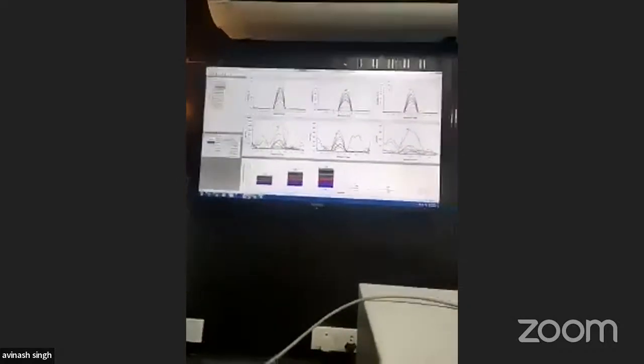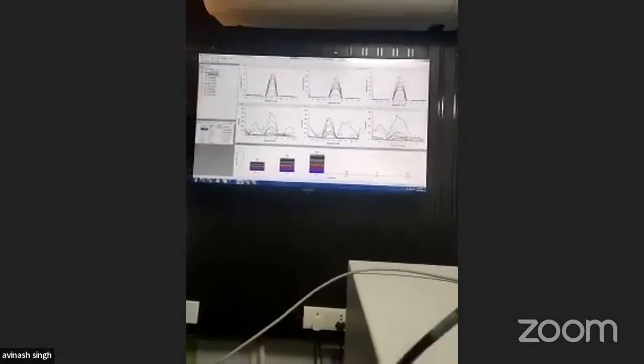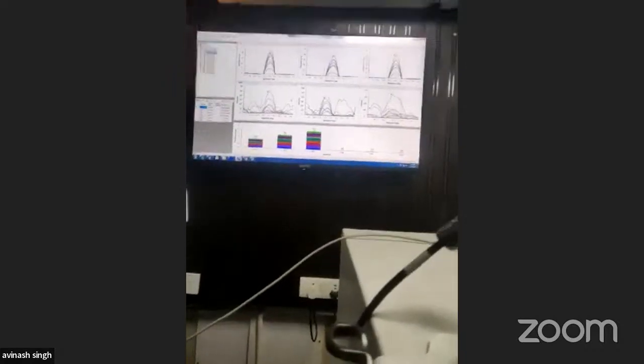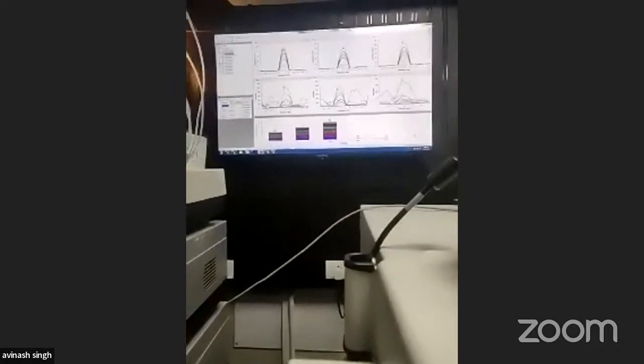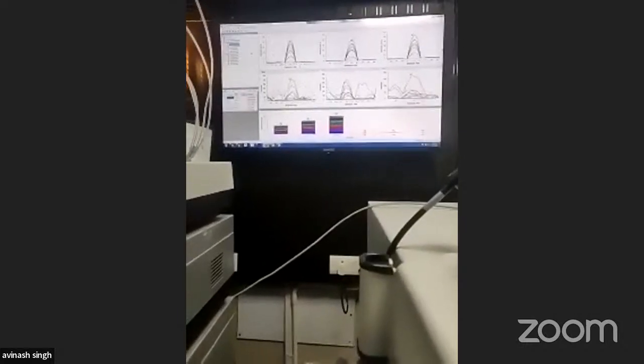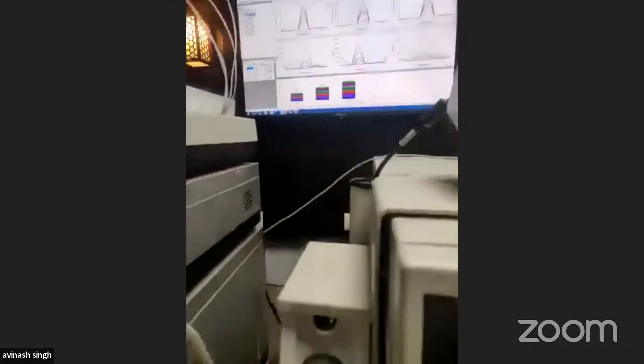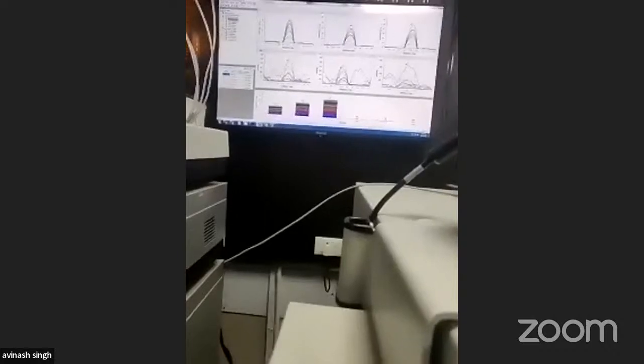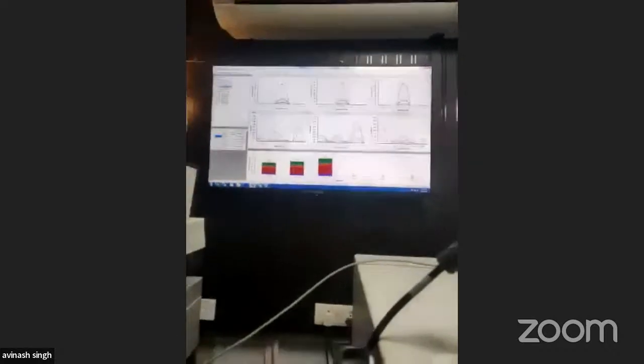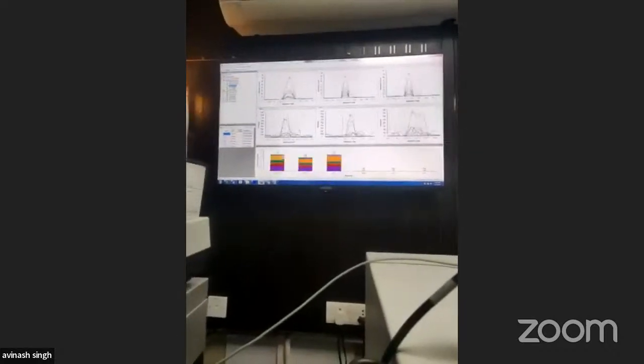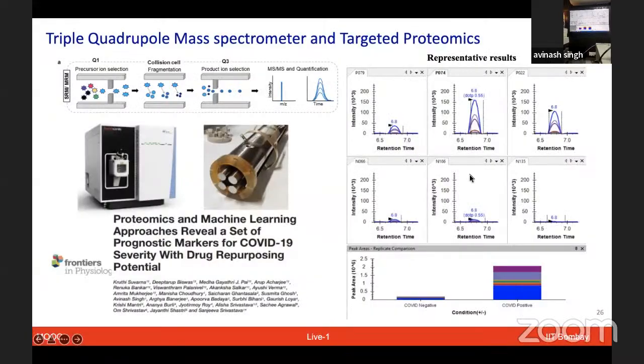So here you can see that the upper three samples are COVID positive, and the lower three samples are the COVID negative samples. So these peptides are upregulated in the positive samples and downregulated in the negative samples. Similarly, these are the different peptides and proteins, and as you can see, there are different peptides we got from the study.